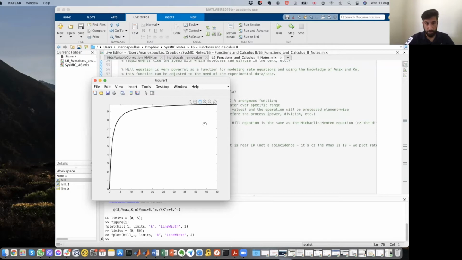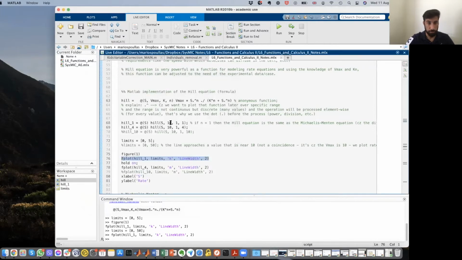That's not by luck. There's a reason why it goes to 10. It's because the y-axis here resembles the rate. And the highest rate that we defined in the equation was 10. You remember that we gave the Vmax here being 10?